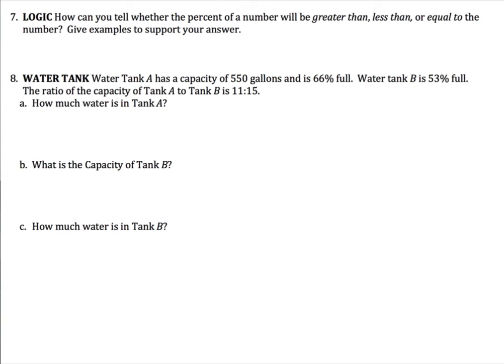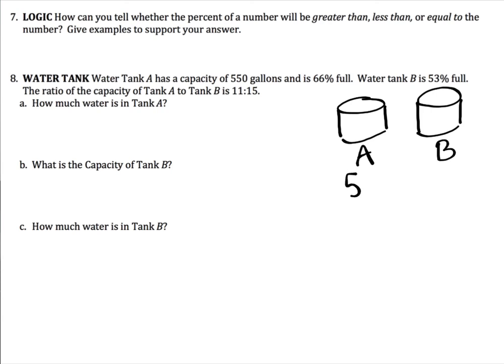Number 8 is talking about a couple of different tanks, tank A and tank B. You're to make some comparisons here, and it's going to take a bit of work on that. I recommend drawing some pictures and maybe making some information available here. For example, tank A holds 550 gallons and it is 66% full, you can actually figure out how many gallons are in it and just work through the problem like that.